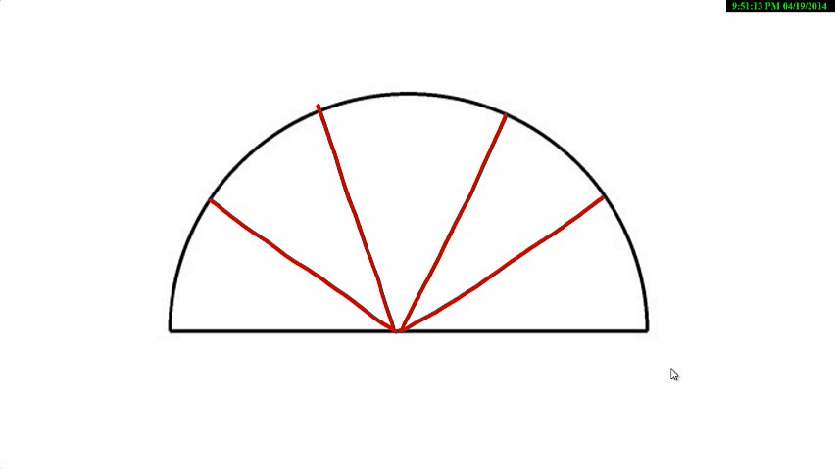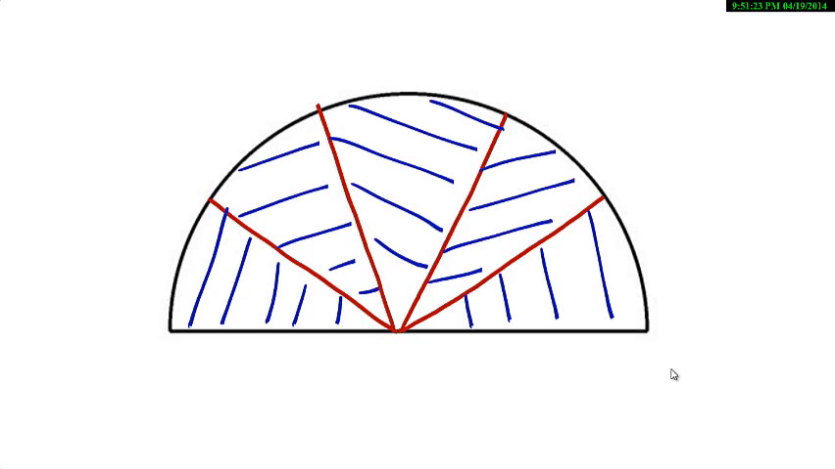Let us consider this semicircle. It has 5 parts. Now, if I shade all the 5 parts, what does it represent? Right here, our semicircle with 5 parts has all its parts shaded. It represents 5 out of 5 parts, that is 5 by 5, which is nothing but 1. So when the entire shape is shaded, it represents one whole.